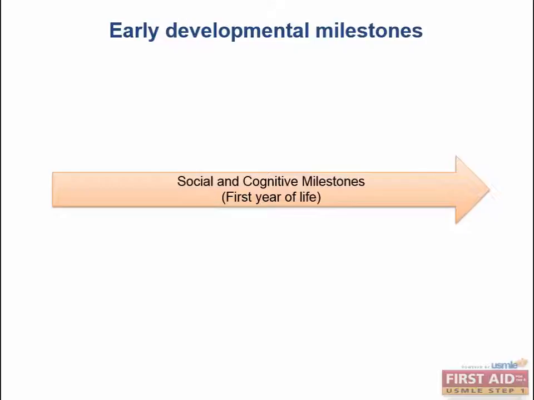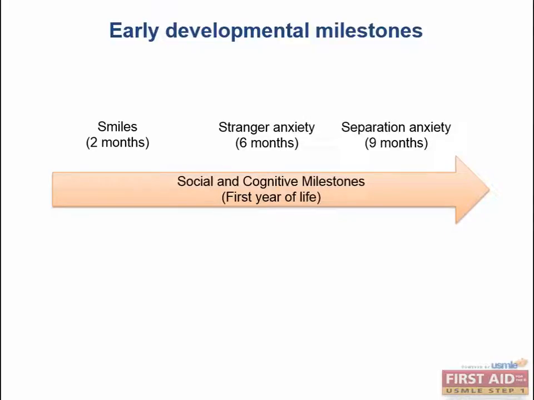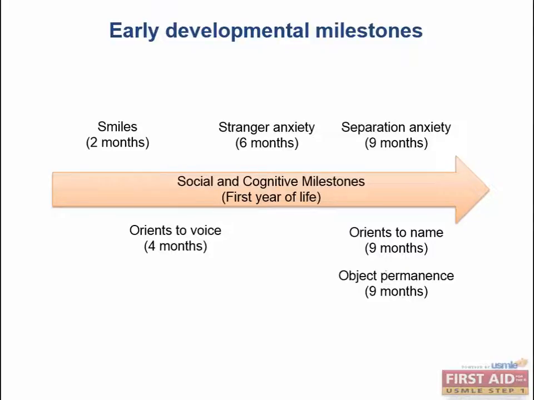Social and cognitive milestones in the infant age group include smiling at 2 months and developing anxiety after about 6 months. First, a baby will have stranger anxiety around 6 months, and then separation anxiety around 9 months. Around 4 months, a baby can orient to voice and begins orienting to its own name around 9 months. Also around 9 months, a baby develops object permanence, where babies understand that an object taken out of sight does not mean it ceases to exist. And about a month later, babies start saying mama and dada.